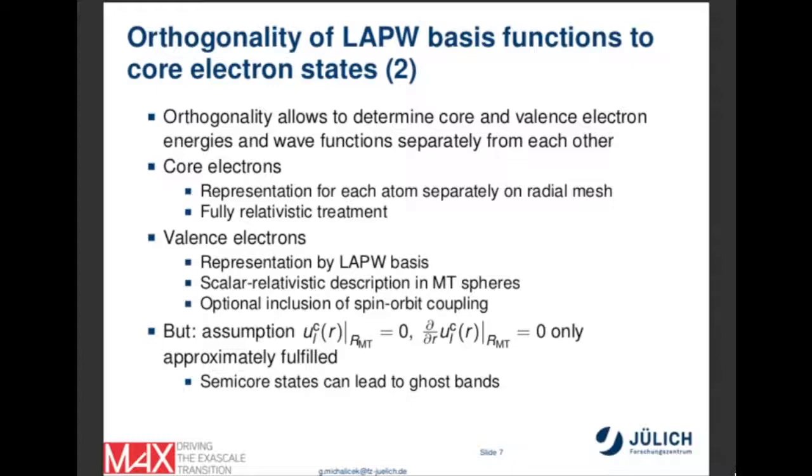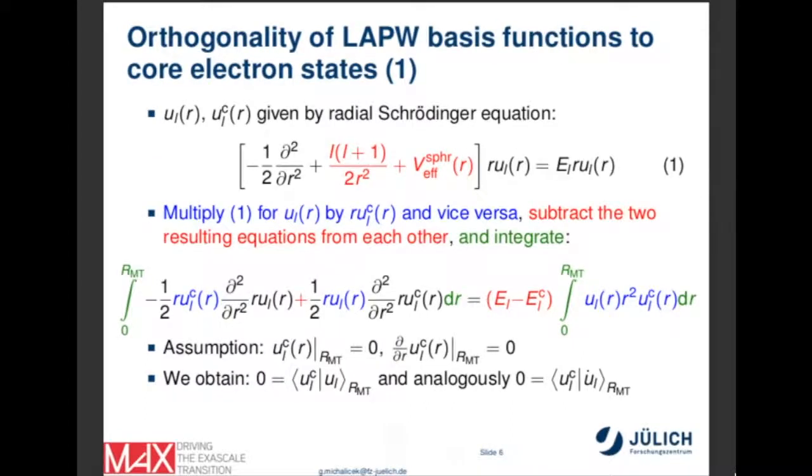So I told you this orthogonality actually allows us to determine the core electron wave functions separately from the valence electron wave functions. And let's have a look at how we do this. We actually represent the core electrons on a radial mesh for each atom separately, and we treat them in a fully relativistic way. So actually, this is a little bit wrong, because this is the scalar relativistic. No, actually, it is a non-relativistic equation here. And so actually, we calculate the valence electrons in a scalar relativistic way. So this is already a simplification here.